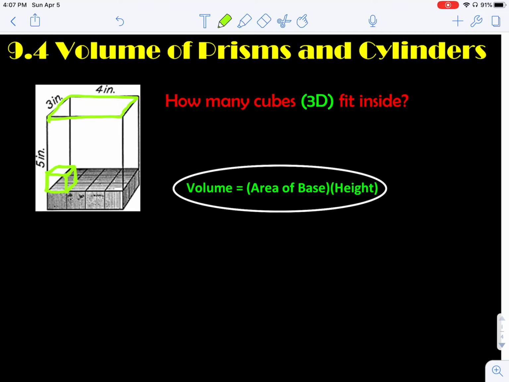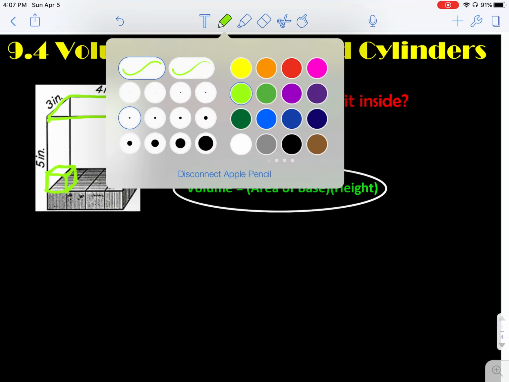In this case, 3 by 4 is 12, makes 12 squares, which would be 12 cubes. And then if you think about the height, how many stacks of 12 cubes there would be, if the height's 5, that would be 5 stacks of 12 cubes, which would make a total of 60 cubic inches, or 60 cubes.